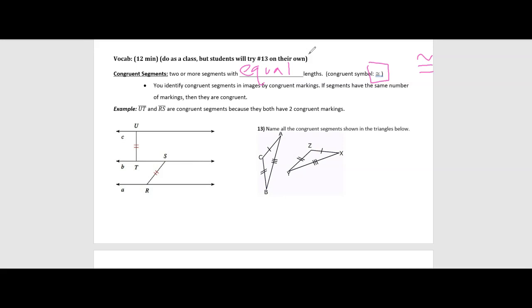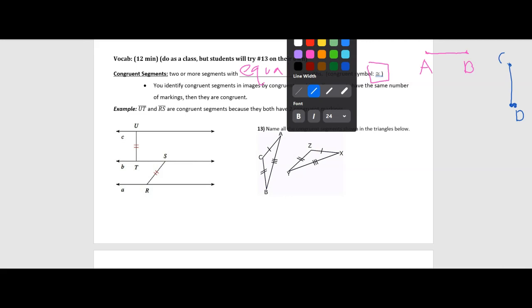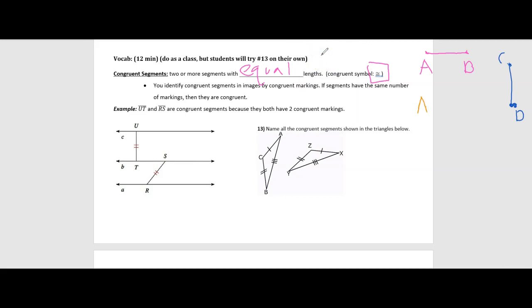So if I had two segments, say segment AB and segment CD. Now I did my best to make those the same length, but we're just going to pretend that they are. If I knew that those were the same length, I could write a congruency statement. I could say segment AB is congruent to segment CD. So the congruency symbol is just an equal sign with a little squiggly on top. That's it.